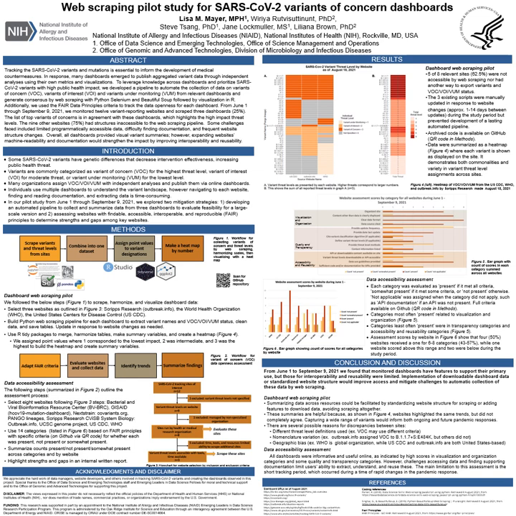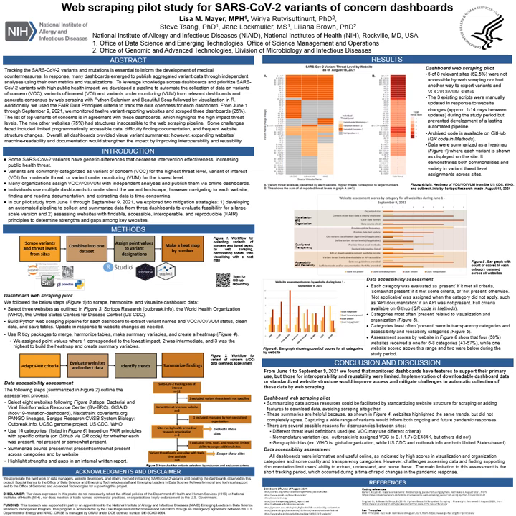To better leverage these resources, we launched a pilot study from June 1st through September 9th of 2021, where we explored 2 mitigation strategies for this challenge. The first is developing an automated pipeline to collect and summarize data from 3 dashboards to evaluate the feasibility for a large-scale version. And the second is assessing websites with findable, accessible, interoperable, and reproducible, or FAIR, principles to determine strengths and gaps in data accessibility among key websites.